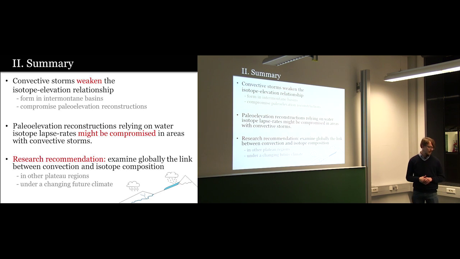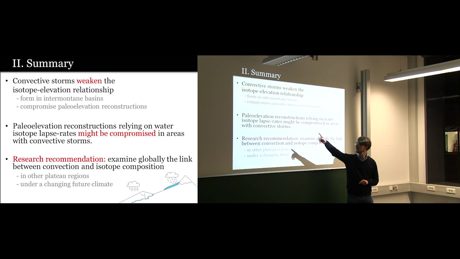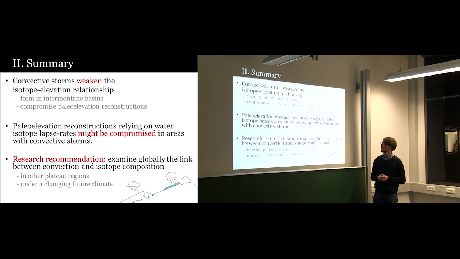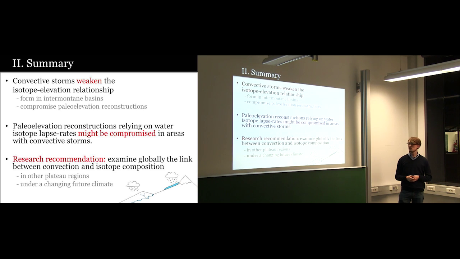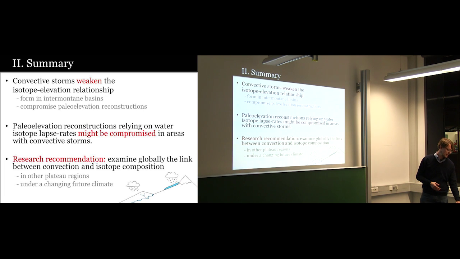In general, if you're interested to pursue or think a little bit more about it, as a research recommendation, it's really important to examine the global link between convection and isotope composition, because it has not been done yet. Especially in other plateau regions, and especially how convection changes under future climate, because there's more and more energy available in the atmosphere, meaning that more convective events will occur in the future, but we don't know yet how these stable isotopes will behave under such a setting.